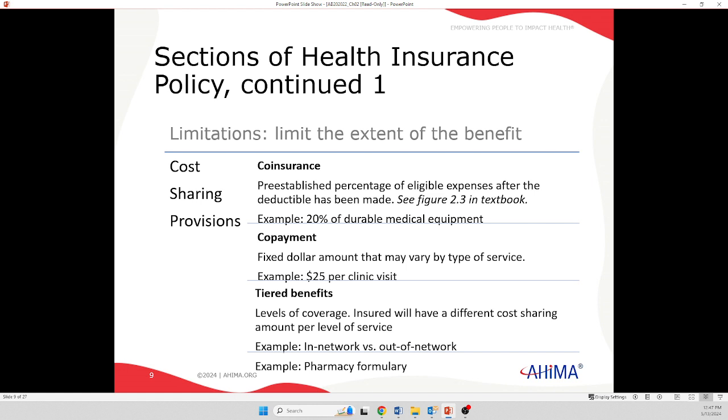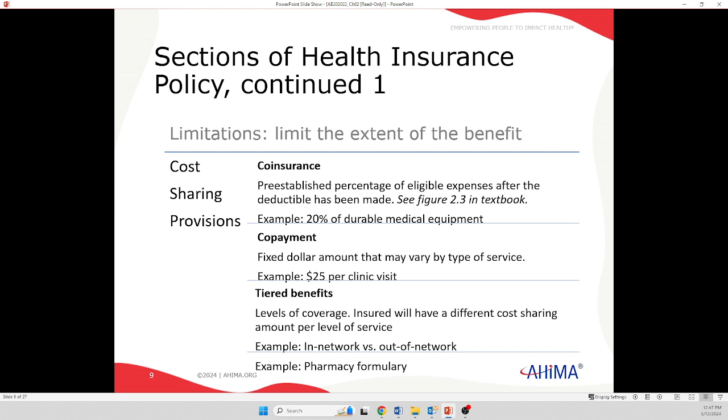So if your co-insurance is 20%, then you would multiply 20% times that reimbursement to know how much you would have to pay. Co-payment, that's that fixed dollar amount. That's where every time you go, you have to pay so much per visit. Remember, with co-insurance and co-payment, you pay that until you have met your maximum out-of-pocket. Once you meet your maximum out-of-pocket, then you won't have to pay anything.